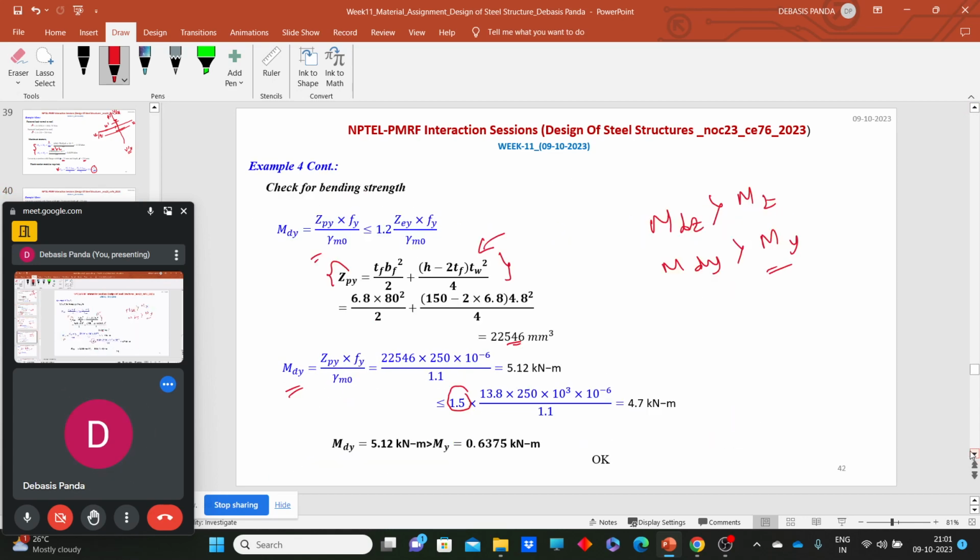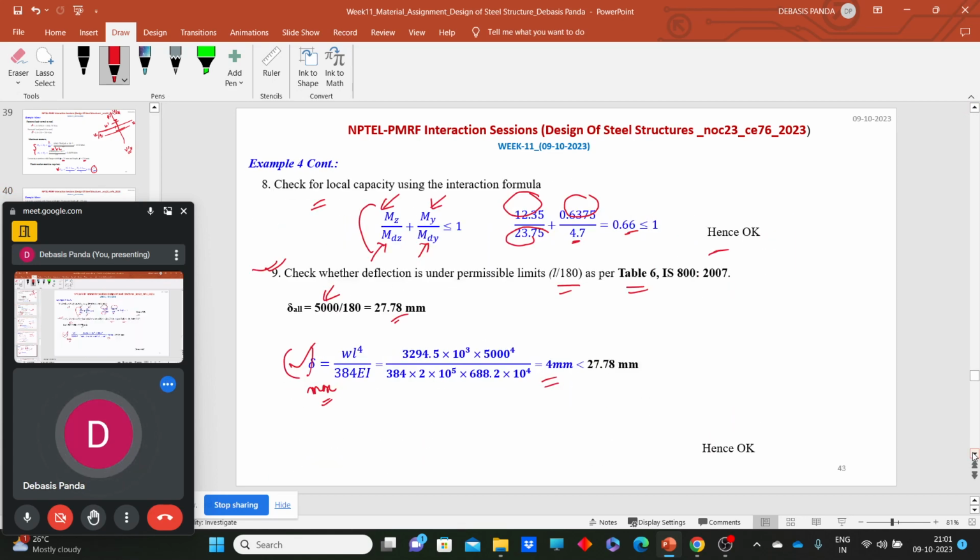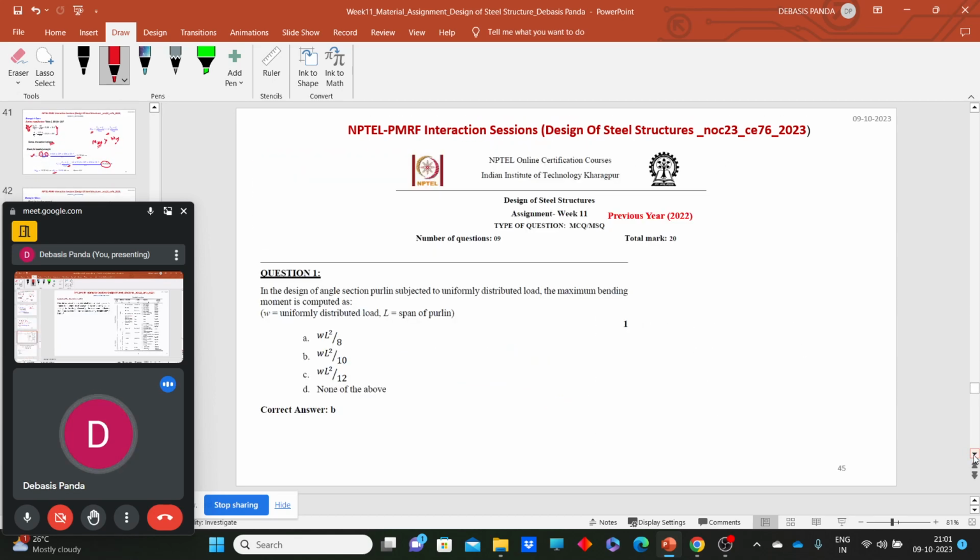Okay, so that was it for now. The gantry girder we will start in the next session. So let's quickly solve some previous year examples. Let's quickly solve it. Read out the first example.